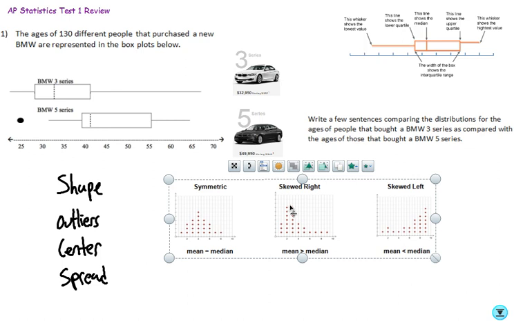So if all of the data points are kind of clustered or grouped together on the left side, and then it begins to stretch out toward the right, then we say that that's skewed right. If the data points are kind of clustered over to the right side, and then it thins out as you go to the left, then we say that that's skewed left. And throughout this review, we have a couple other problems where we'll talk about shape, symmetry, skewed left, skewed right. But this gives us a little bit of a starter.